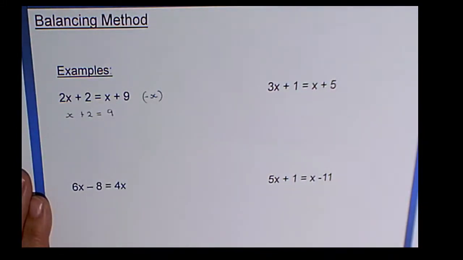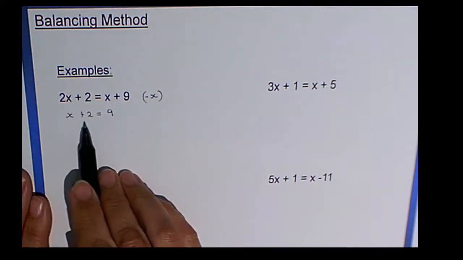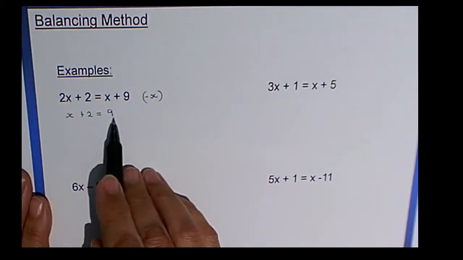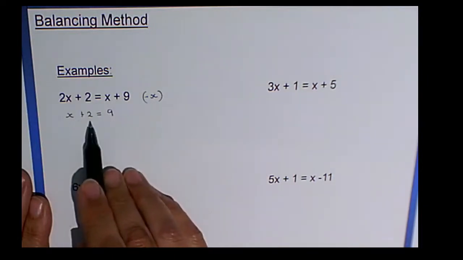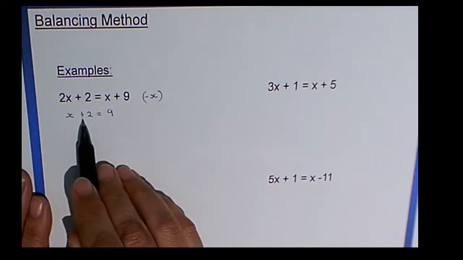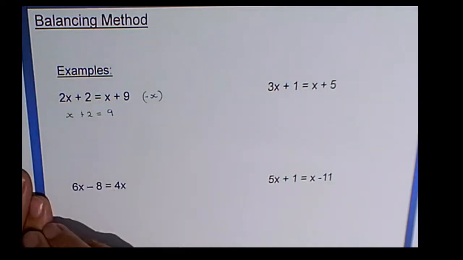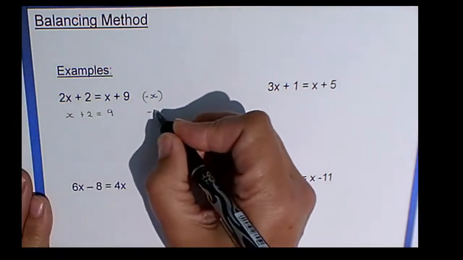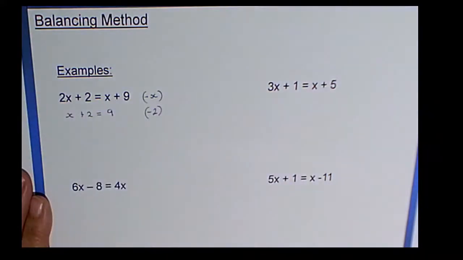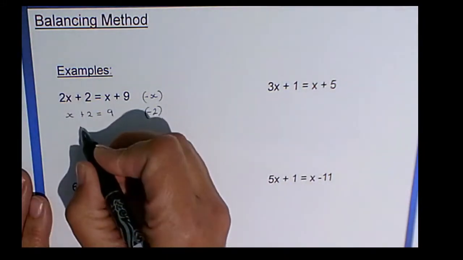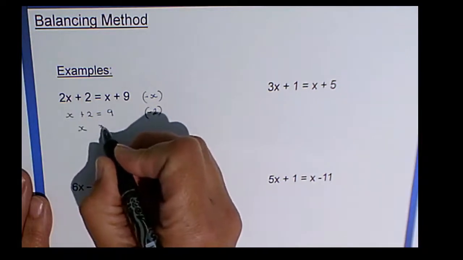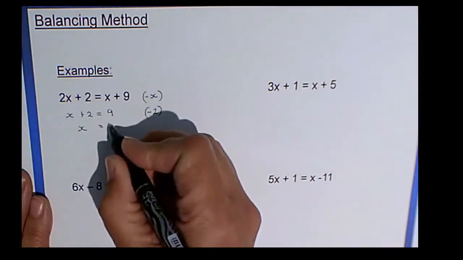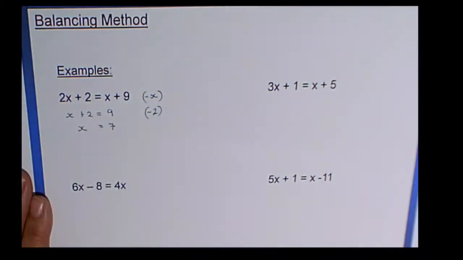Okay, my next step then is to try to separate the letters and the numbers. So I've got a mixture of letters and numbers this side and just numbers this side. So this is going to be my number side, this is going to be my letter side. So if I want to get rid of this number from here, I need to do its opposite. It's plus 2. The inverse of plus 2 is subtract 2. So I'm going to take 2 from both sides. If I take 2 from this side, I end up with x. If I take 2 from this side, I get 7. X equals 7. And that's our final step.